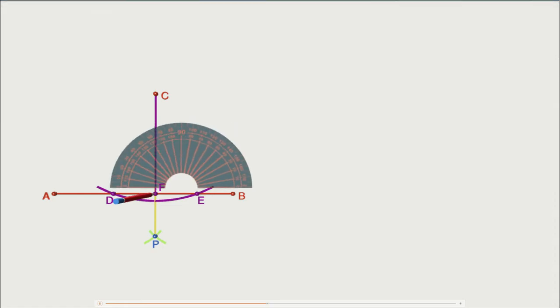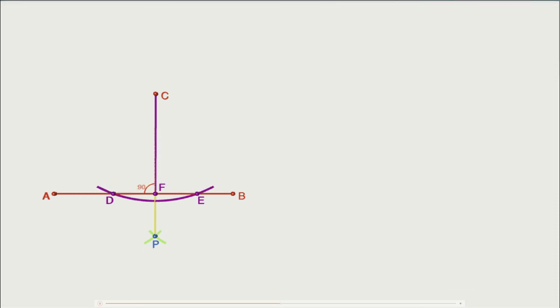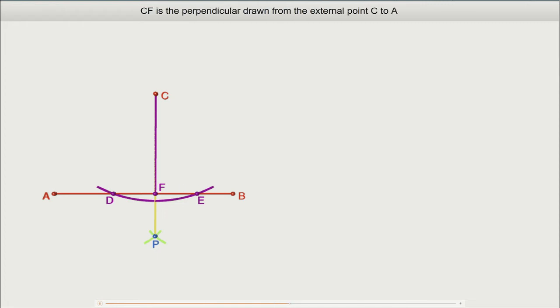Measure one of the angles at F. It is a right angle. Therefore, CF is the perpendicular drawn from the external point C to AB.